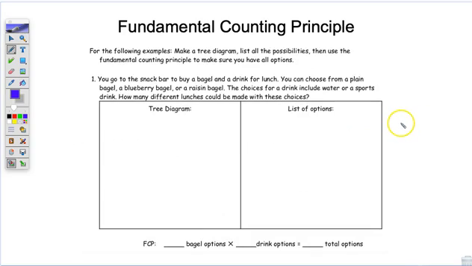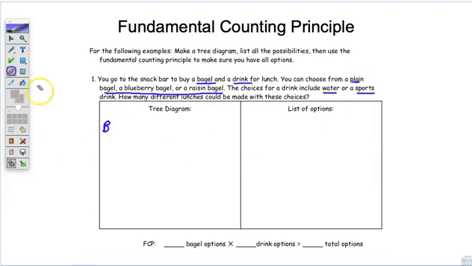Okay, in example 1, we're going to make a tree diagram and list all the possibilities. If you go to the snack bar to buy a bagel and a drink for lunch, you can choose from a plain bagel, a blueberry bagel, or a raisin bagel. The choices for a drink include water or a sports drink. So let's start by creating our tree diagram.